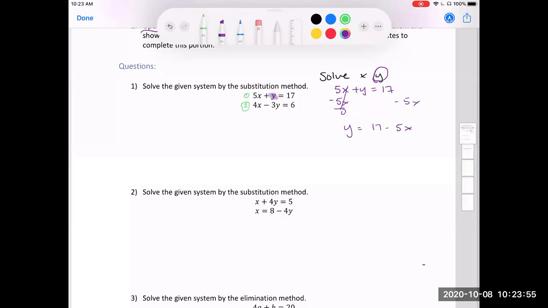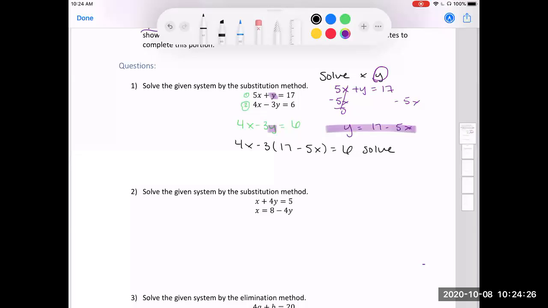Now I'm going to take that and plug it into my other equation. So I'm going to take my other equation, which was 4x minus 3y equals 6. And I'm going to go ahead and plug all of this in for my variable y. Okay, let's go ahead and do that. So that I have 4x minus 3 times (17 minus 5x) equals 6.